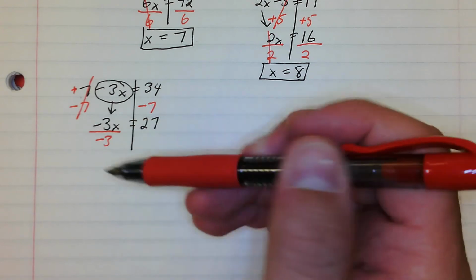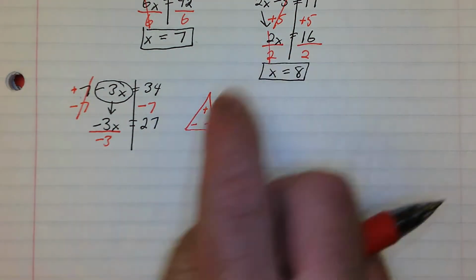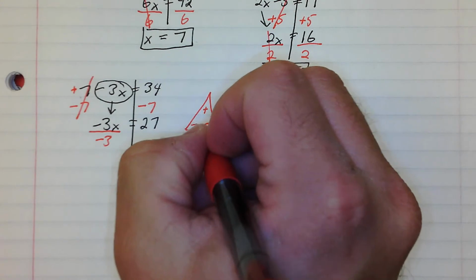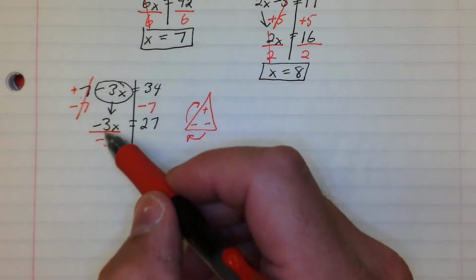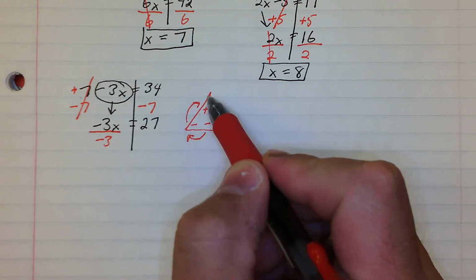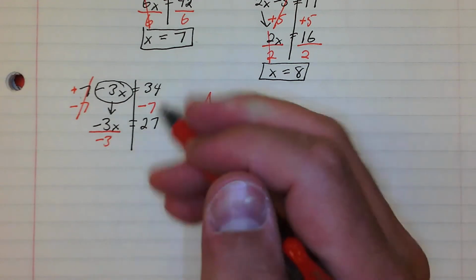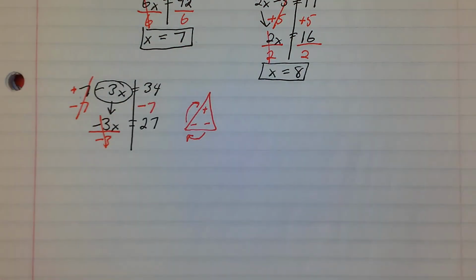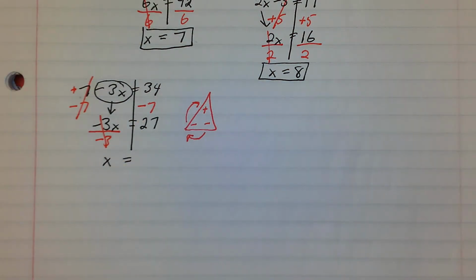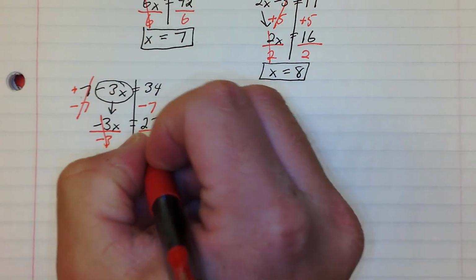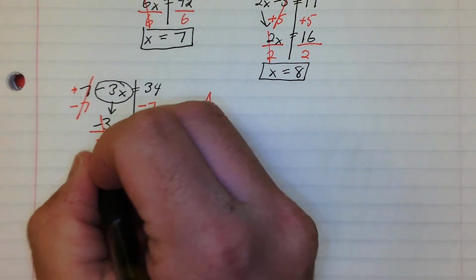And remember, if we do our triangle correctly, a negative times a negative will give me a positive, or a negative divided by a negative will give me a positive. So if I have a negative number here, to make it positive, I have to divide it by a negative number as well. So negative 3 divided by negative 3 will cancel out, and I'll be left with positive 1x. And then what I do to one side, I have to do to the other. So 27 divided by negative 3 will end up giving me negative 9.